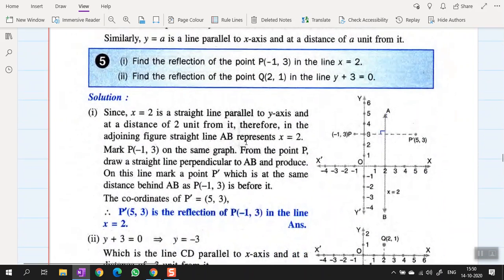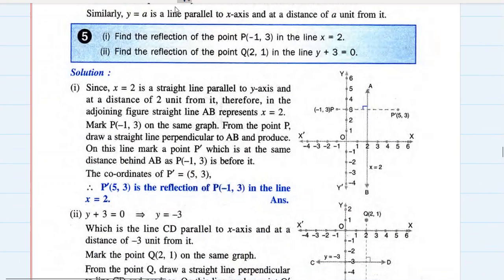Okay, so as you can see, x is equal to 2 is a straight line, a vertical line which is parallel to the y-axis. Our point P is (-1, 3). When it is reflected in this line, where will it go? Now see, you will find the image of point P in the same straight line.